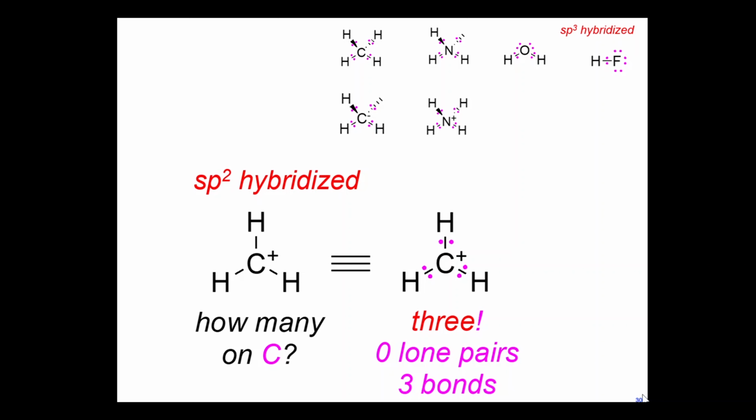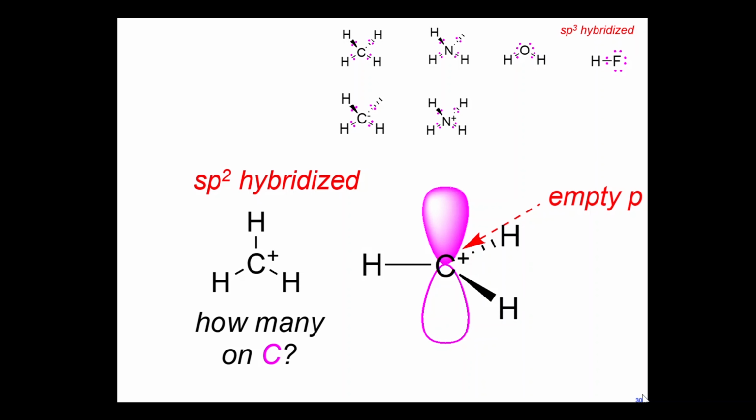And the hybridization state? sp2 hybridized. What's left on the carbon? It doesn't have any electrons. Which orbital haven't we used? 1 empty p orbital. There it is. So that carbocation only has how many electrons around the carbon? 6. It's hungry for more to make a stable noble gas arrangement.